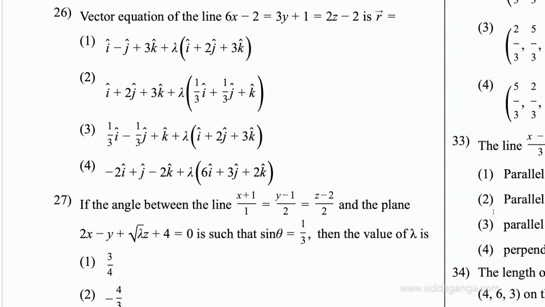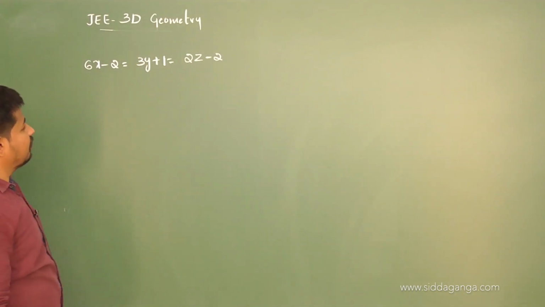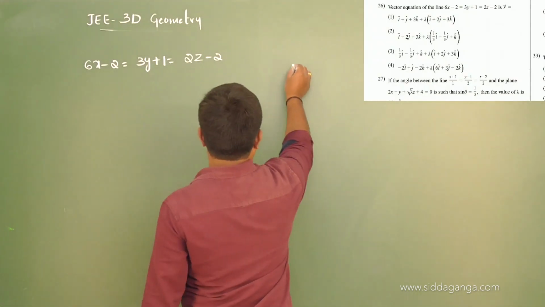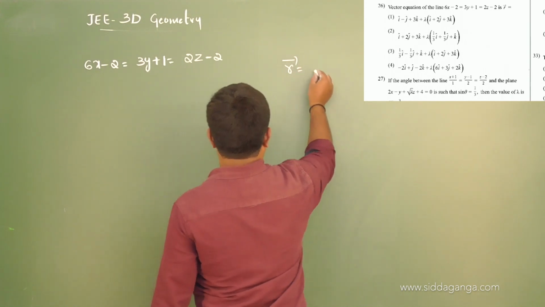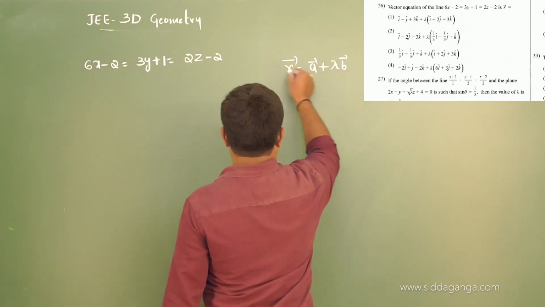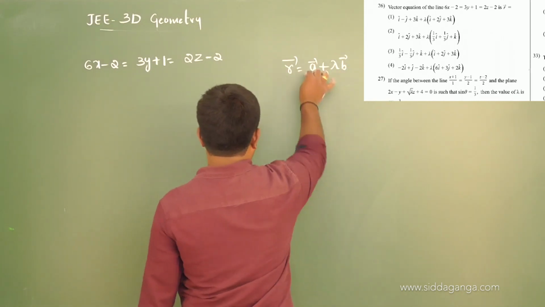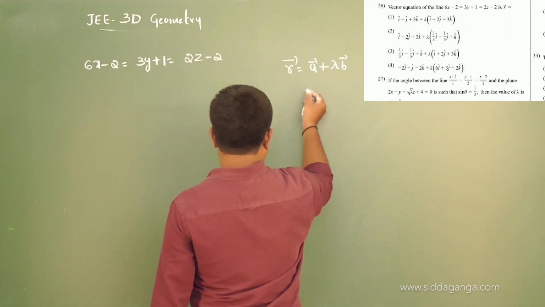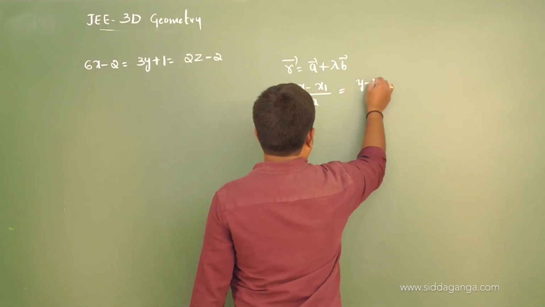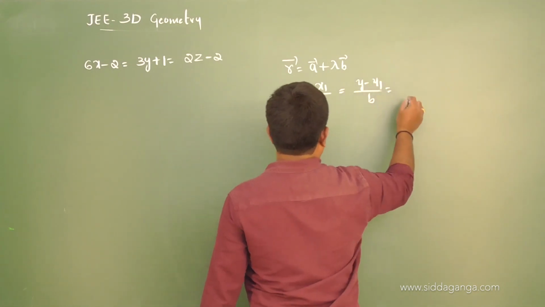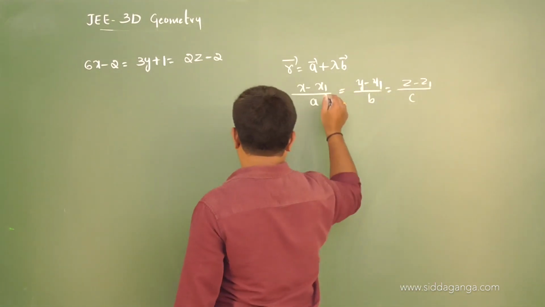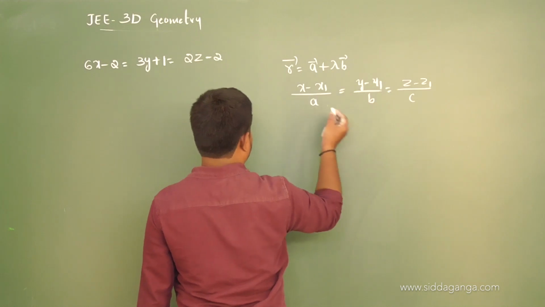So hope you are all familiar with the equation of a line in vector form as well as in Cartesian form. The vector form of the line passing through a point parallel to vector B is vector A plus lambda B, where B is a parallel vector for this line and A is the position vector of the point through which this line is passing. And the Cartesian form is x minus x1 by a is equal to y minus y1 by b, that is equal to z minus z1 by c. So this is the equation of a line passing through the point x1, y1, z1 with ratios a, b, c.